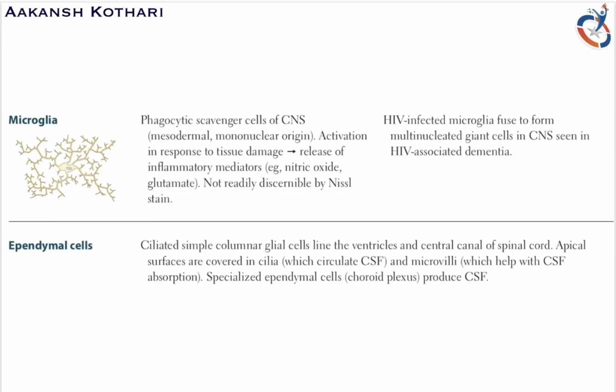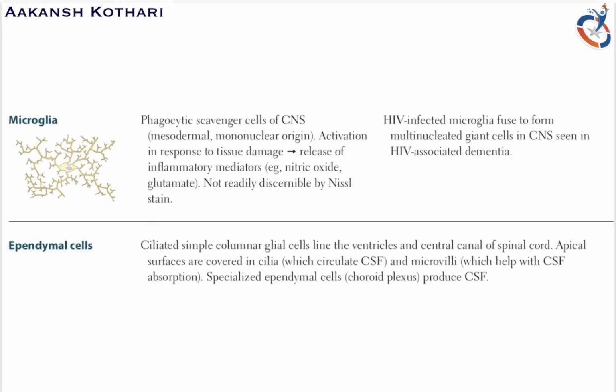Now, there can be HIV infected microglia which fuse to form multinucleated giant cells in the central nervous system, which is seen as HIV associated dementia. Okay, so remember that if there is an HIV infection which spreads to the CNS, there can be multinucleated giant cells in the CNS due to fusion of microglial cells. Am I clear?